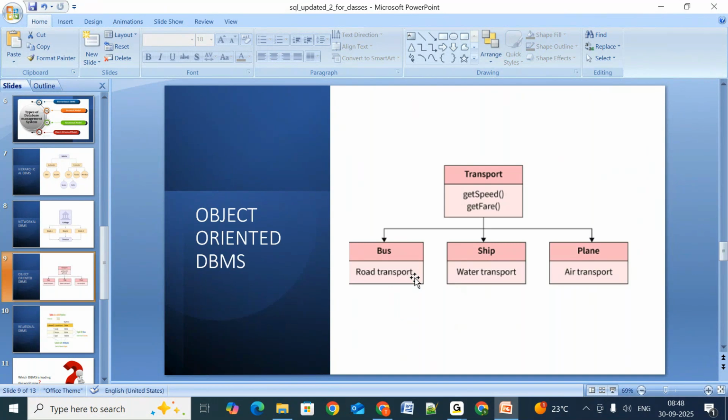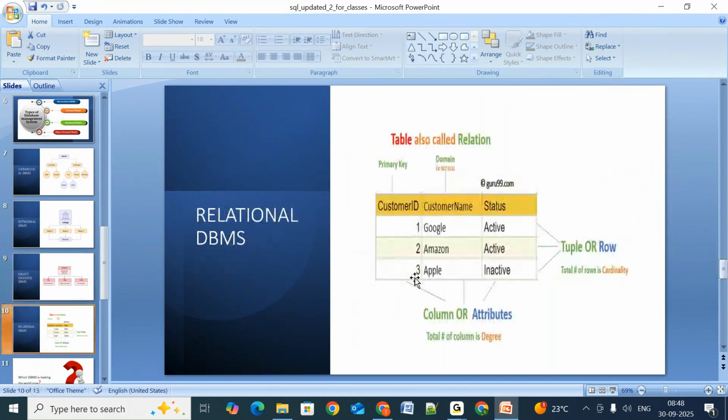Now let us talk more about this relational model. After the network DBMS, obviously it is not dealing with a huge amount of data, right? So there is a person called E. F. Codd.